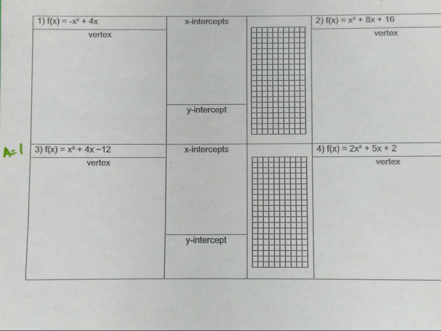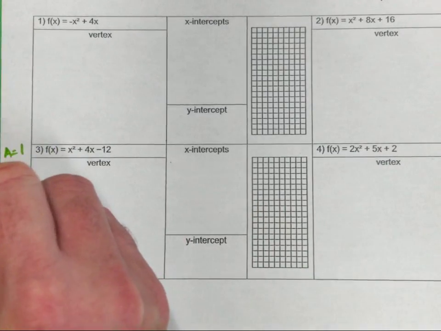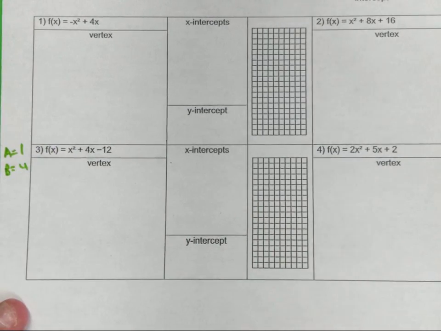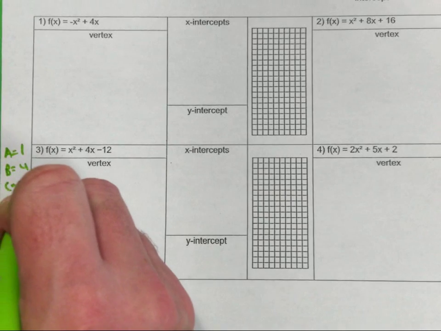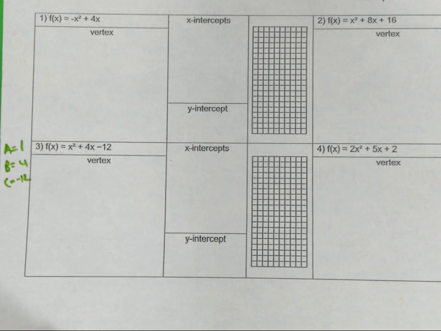So A is 1. Holly, what is my B? 4. Very good. And what is my C, Derek? -12. Very good. Okay, what's the first thing that I kept finding last night after this on my video, Alan? The X and Y, the vertex, the vertex.